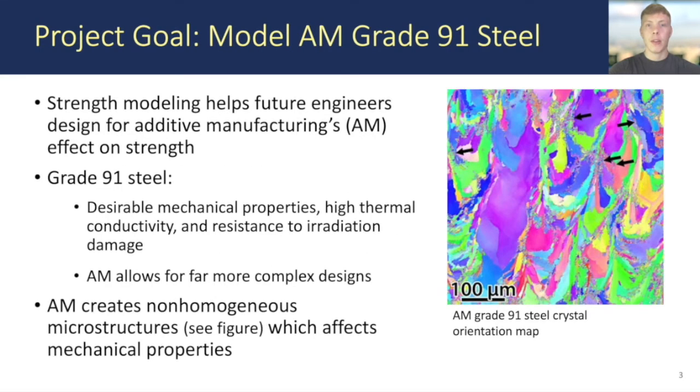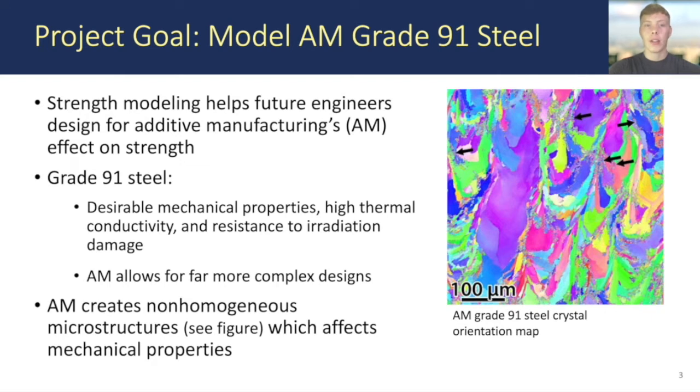Now on to background. Grade 91 steel was developed in the 1980s to have stable mechanical properties at high temperatures, resistance to creep and radiation damage, and high thermal conductivity for use in critical applications like steam generators, liquid metal reactors, and other thermal power plants.